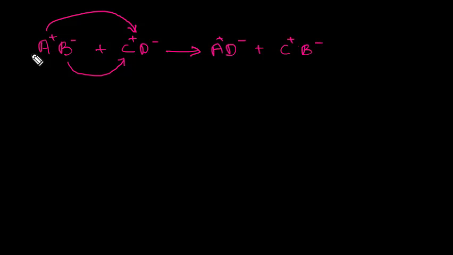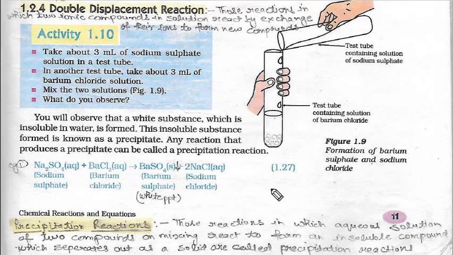So this is an example of double displacement reaction in which two ionic compounds react by exchange of their ions. You can see that the ions are getting exchanged in this reaction. Okay, now we will try to understand the double displacement reaction with the help of an activity.